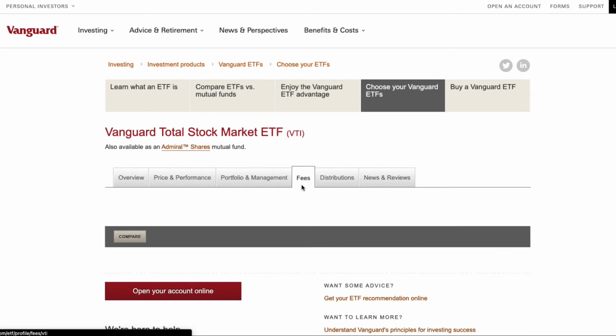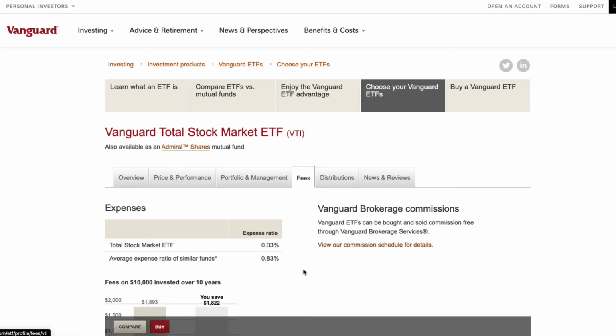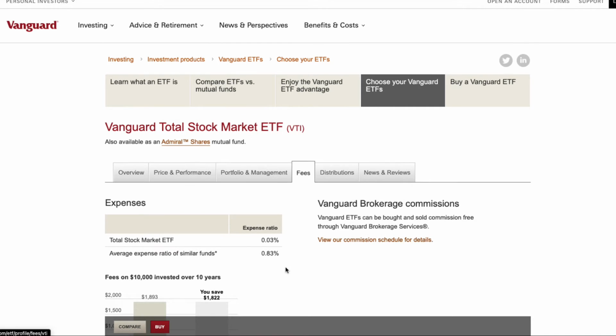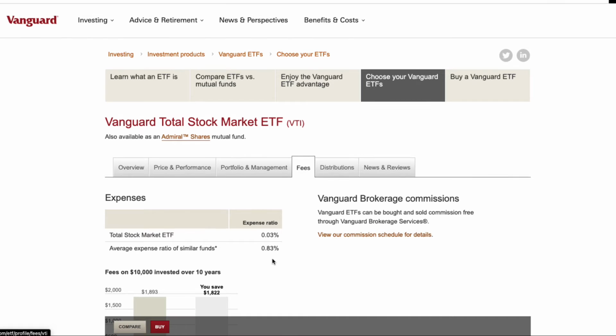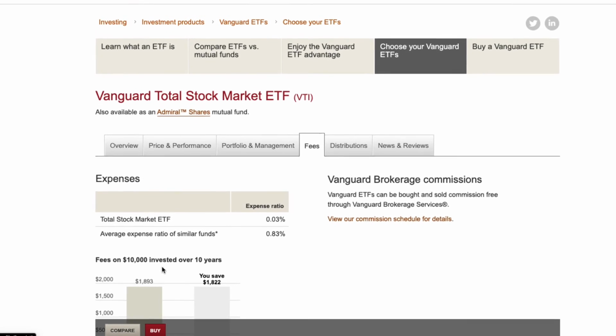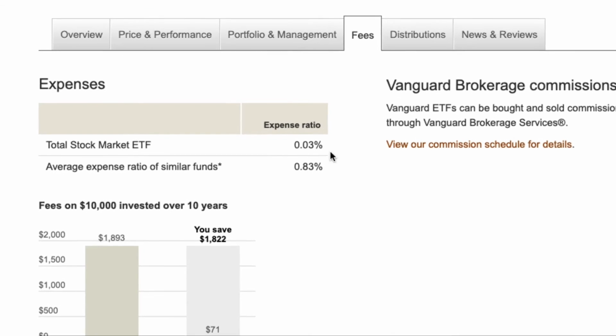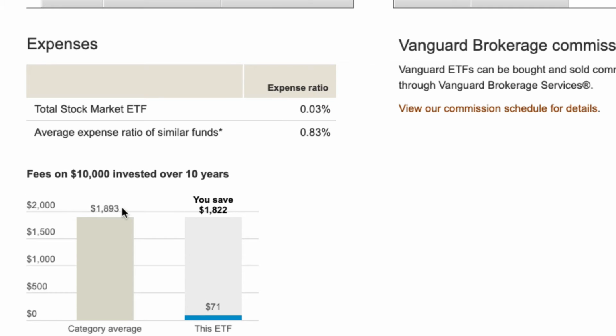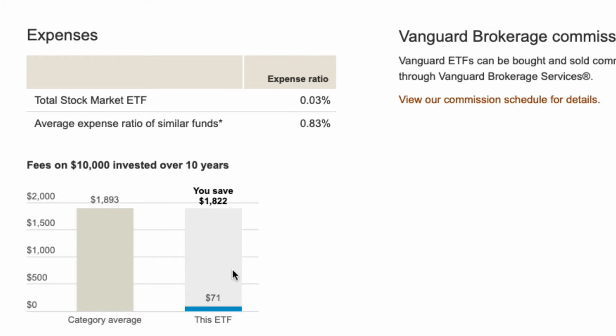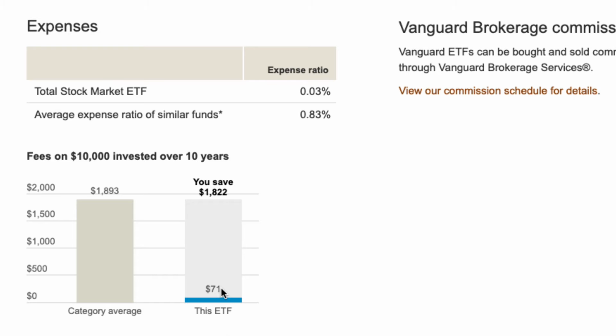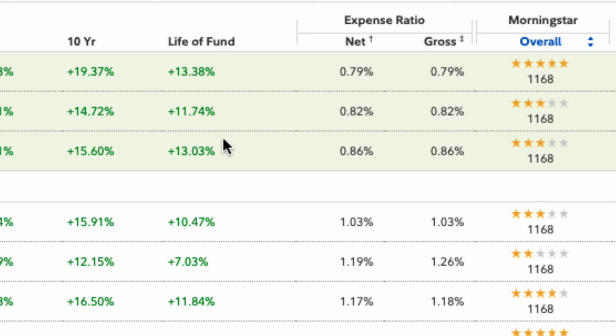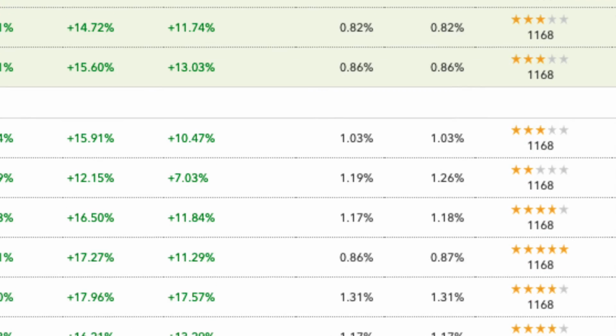Now, here's another real world example of the impact of fees. Here it shows the expense ratio for this fund, and it compares it to the average of similar funds, and that's 83 basis points. If these numbers were converted to actual dollar amounts, you'll see that if you invested $10,000 over 10 years and you had an expense ratio of 83 basis points, that would cost you $1,893. Meanwhile, this fund will cost you just $71. That's a savings of $1,822, which once again breathes a whole new life and whole new meaning to these expense ratios that you see here.